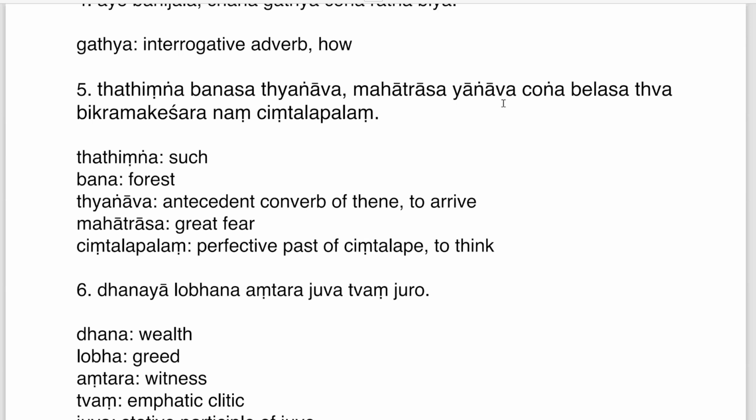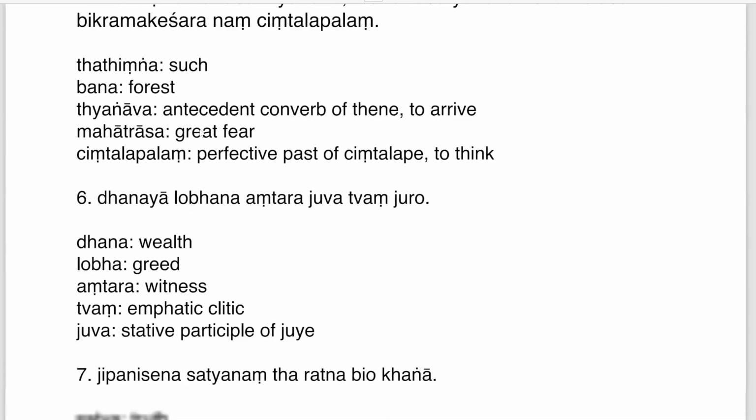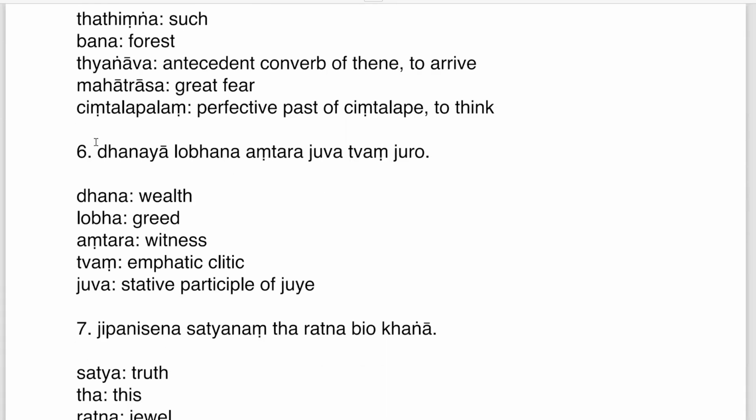Any questions? Okay, then we can move forward. Next one is also quite short. Anyone would like to try? I'll try. Dhanaya lohana antara jua tuan juro.